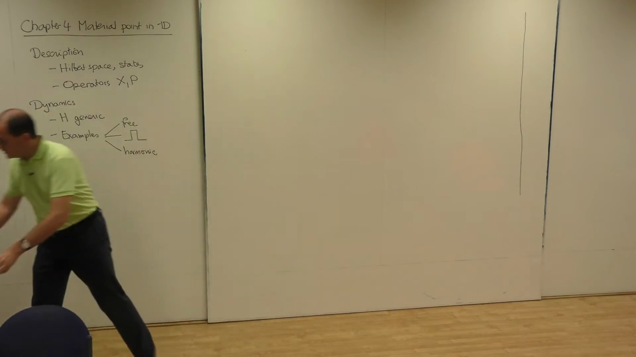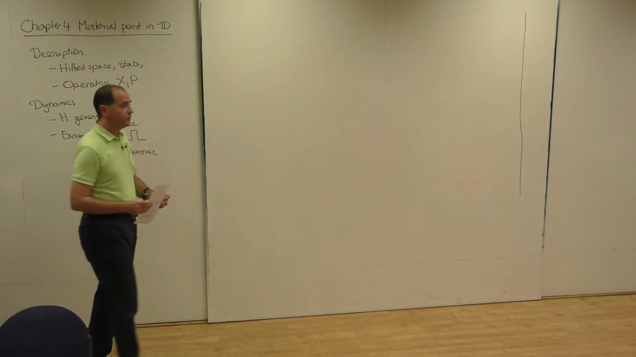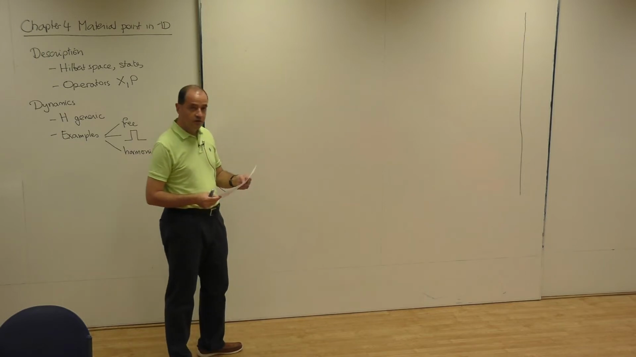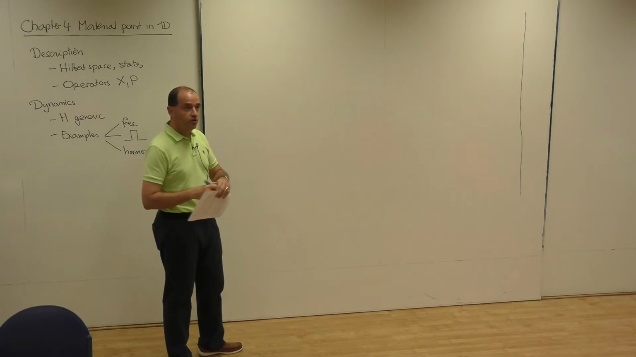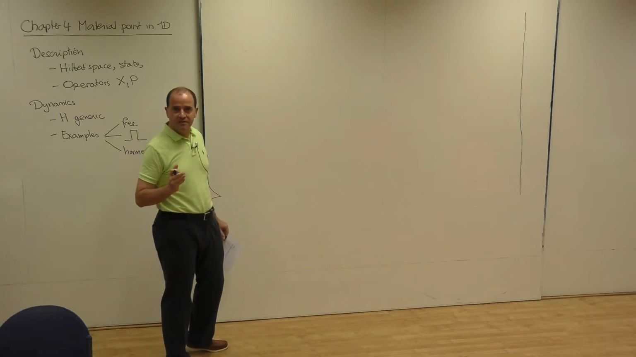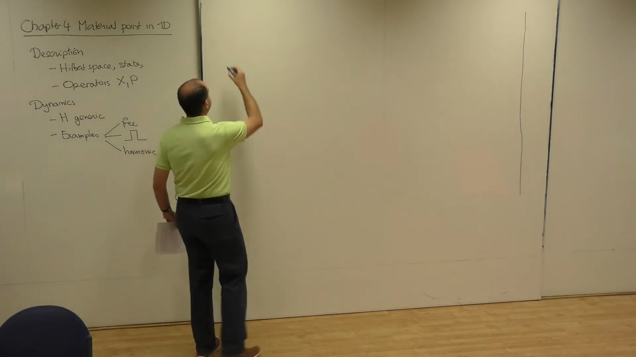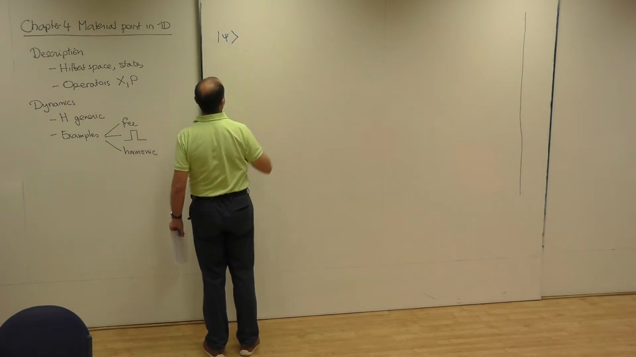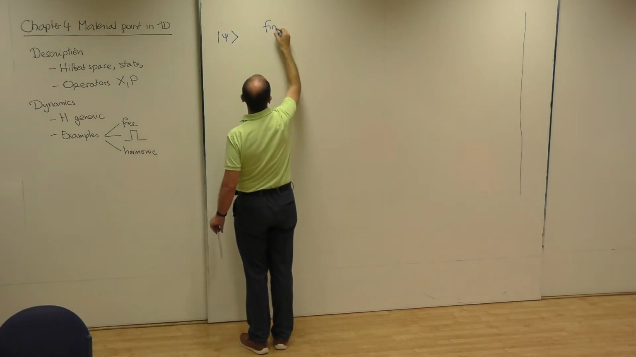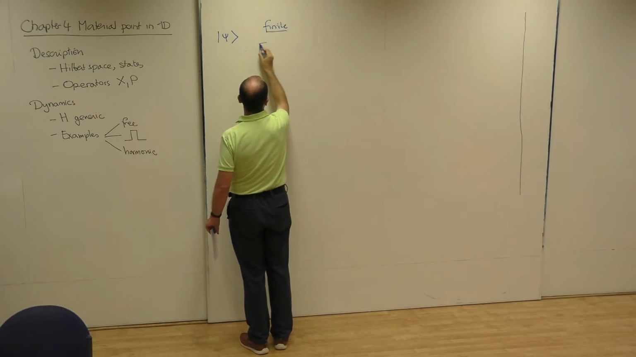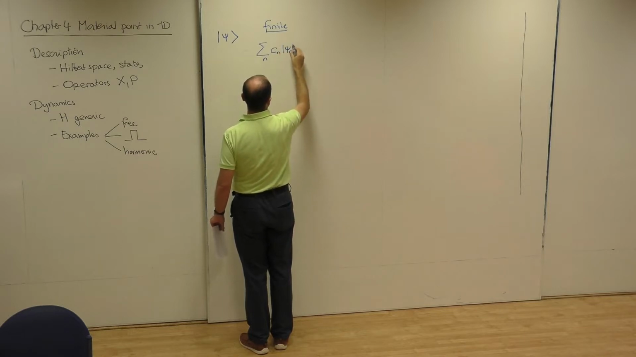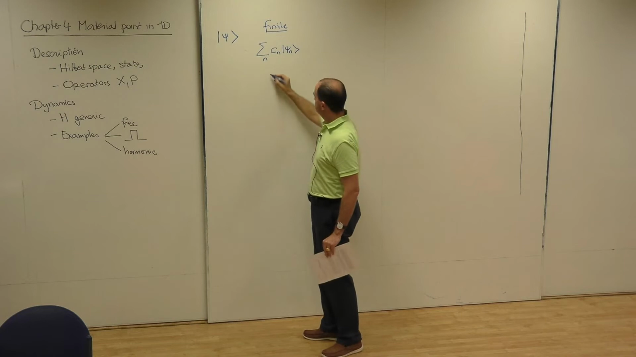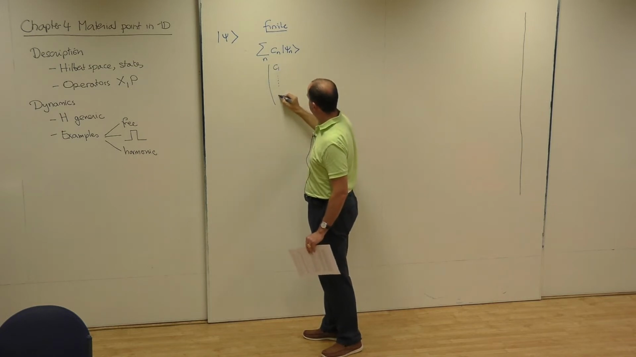Okay, so let's start with the description of a material point in one dimension. I will start by comparing the infinite dimension with the finite dimension. Right? So what is a state? In finite dimension, we have written it something like this. It is a vector. Sometimes we can represent it as C1, ..., CD.